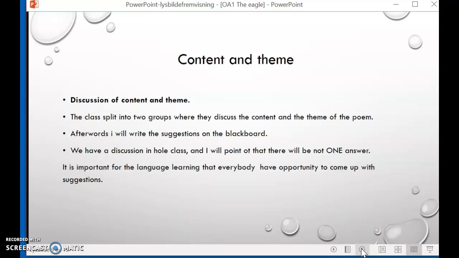Content and theme. Discussion of content and theme. The class split into 2 groups where they discuss the content and the theme of the poem. Afterwards, I will write the suggestions they come up with on the blackboard. We have a discussion in whole class and I will point out that there will be not one answer. It is important for the language learning that everybody have opportunity to come up with their suggestions.